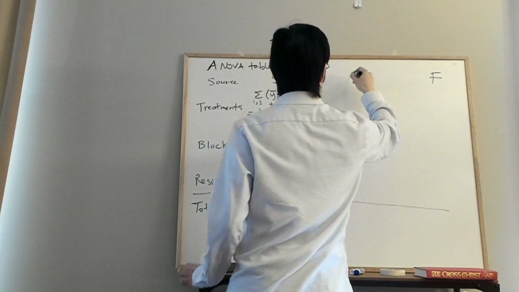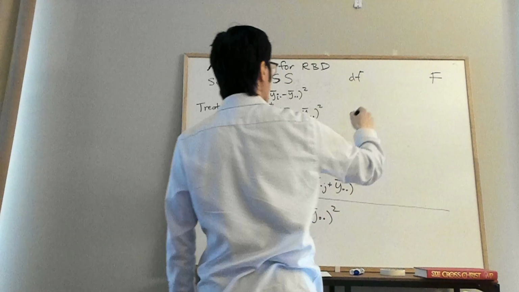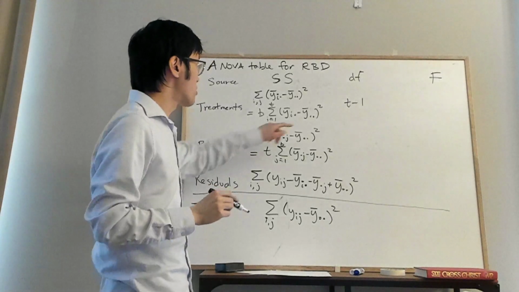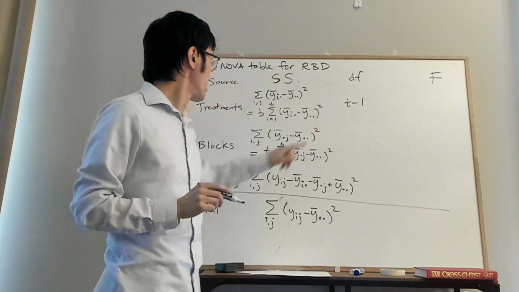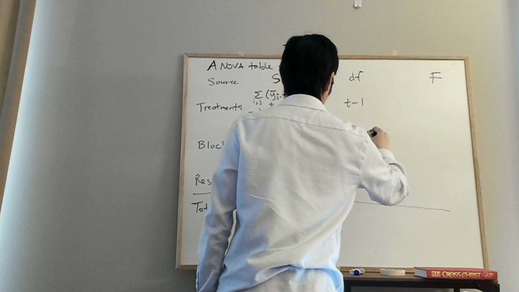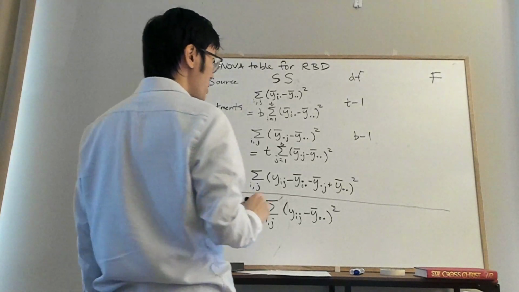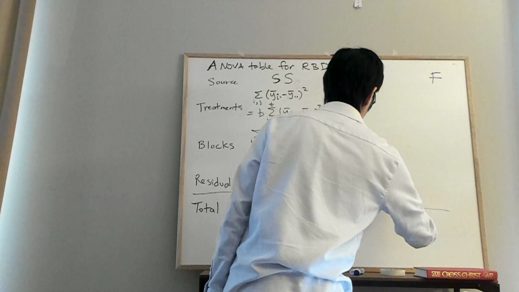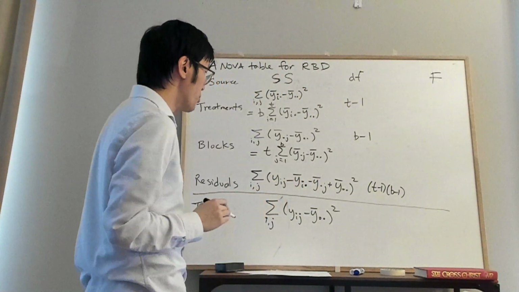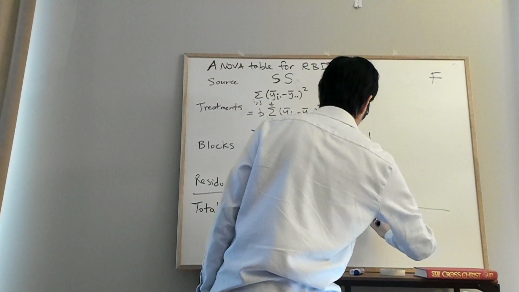Okay, so we have the degrees of freedom. Now we just fill in the degrees of freedom we already saw before. So this is t minus 1 for treatment. For blocks, analogously to the treatment case, we have b blocks and one constraint, so that gives us b minus 1 block degrees of freedom. And then residuals is the denominator in the estimate for sigma squared, so it's (t minus 1)(b minus 1).